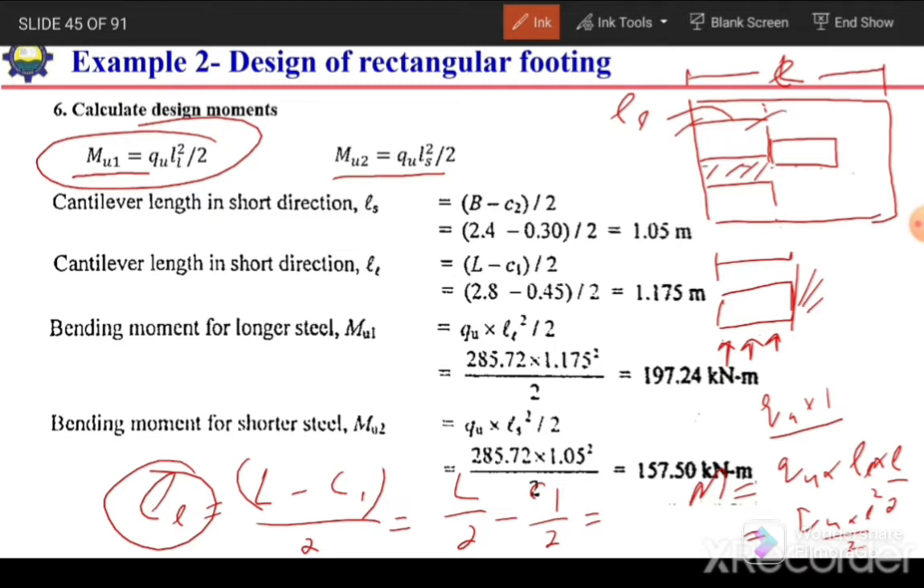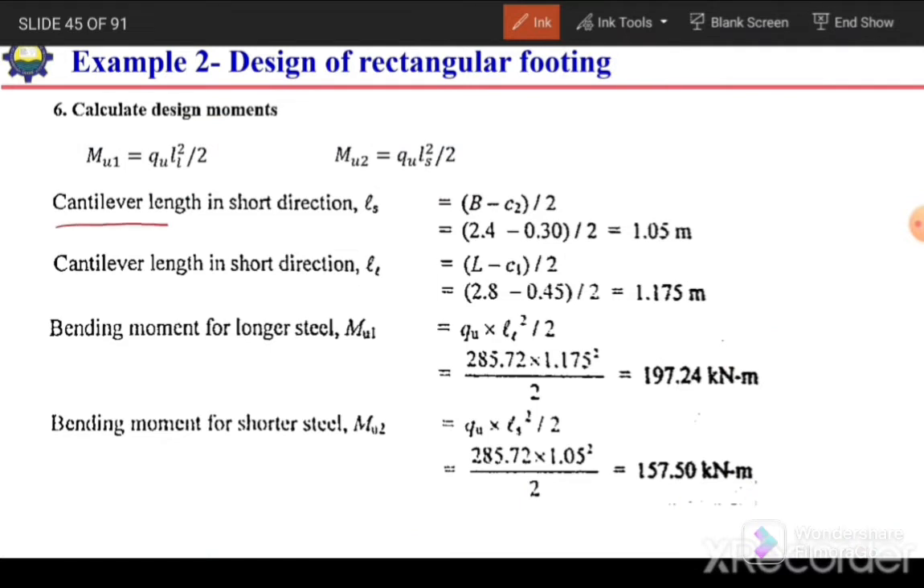A similar procedure will be adopted for the shorter direction. Here LL will be replaced with S, L will be replaced with B, and C1 will be replaced with C2. So this will be the shorter span, (B minus C2) divided by 2, and once we have this shorter span, we can easily calculate the moment in the shorter direction. So the cantilever span in the shorter direction, (B minus C2) divided by 2, comes out to be 1.05, and the span in the longer direction, (L minus C1) divided by 2, comes out to be 1.175 meter. So from here, by using these two spans, we can calculate.